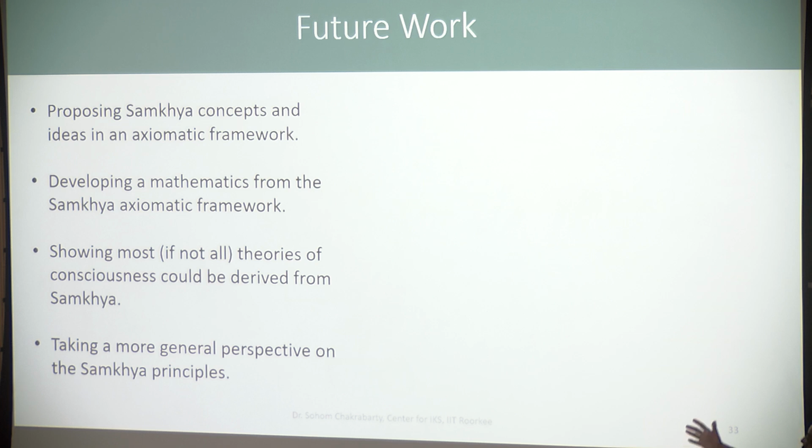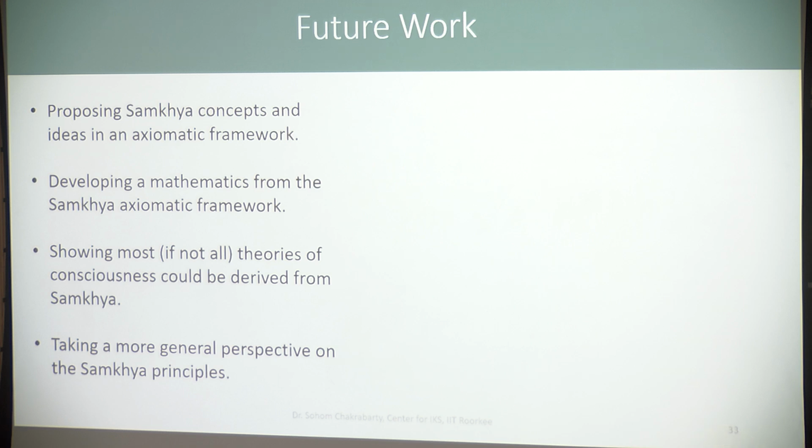We can propose all the Samkhya concepts which are there. Some of you have seen them in the axiomatic framework. Since there is an axiomatic framework, there is a possibility of developing a mathematics from that axiomatic framework, showing most if not all theories of consciousness in the landscape that you have seen could be derived from Samkhya. Intuitively, I feel that this can be done. Some of the propositions of the theories I feel are some derivations of Samkhya.